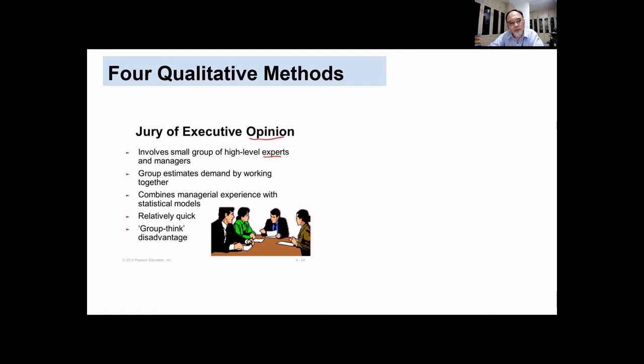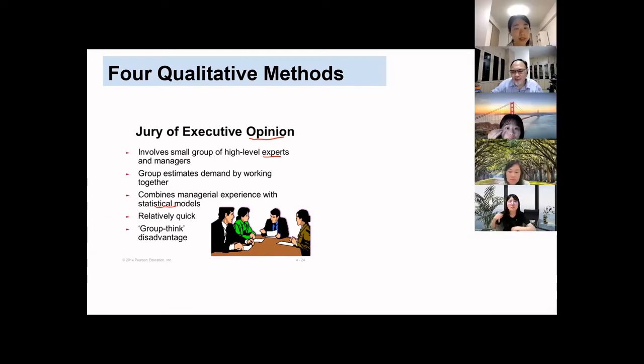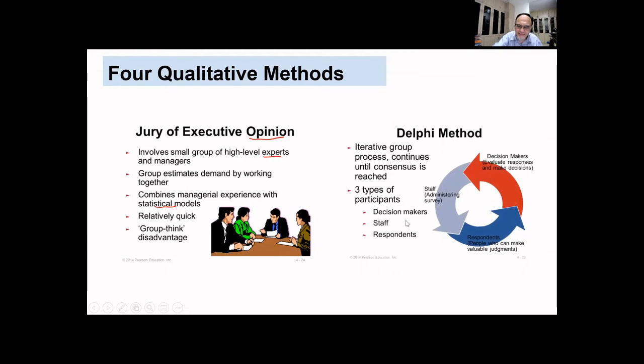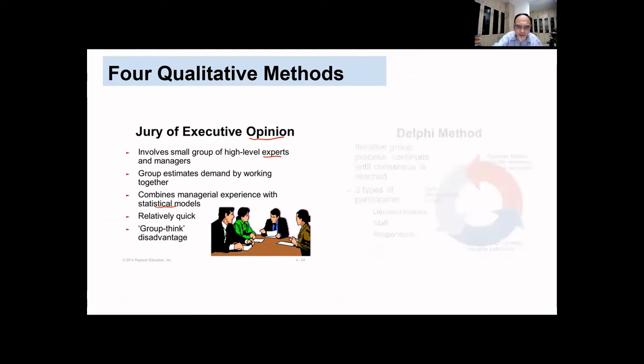They combine group estimates of demand by working together. Sometimes they can also use statistical models to get some quantitative analysis, if the interviewer responds to quantitative questions. It's relatively quick, but the disadvantage is that it's a group thing. So it's probably going to be that everybody agrees on just one opinion. It's going to be consensus.